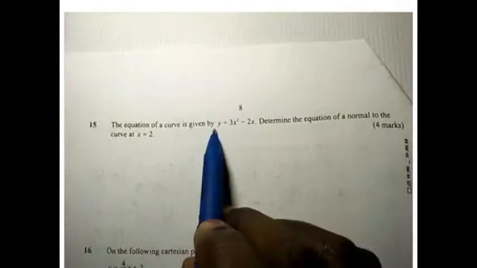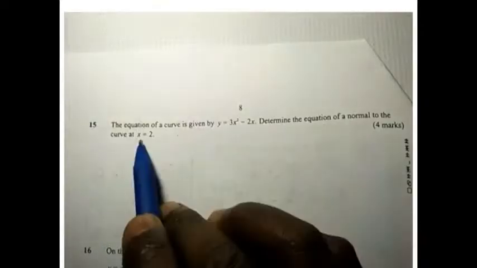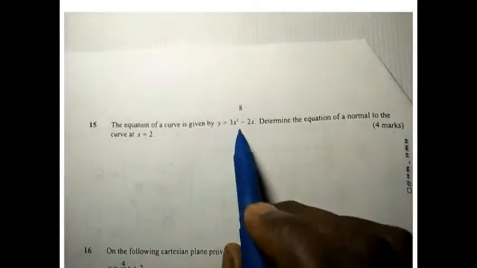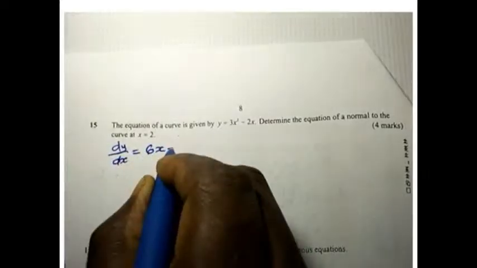The equation of a curve is given by this. Determine the equation of the normal to the curve at this. So if we have been given the equation of the normal, first we must get the gradient function. The gradient function, we differentiate this once, that is dy over dx. We differentiate this one, it is going to be 6x minus 2. So that is our gradient function.